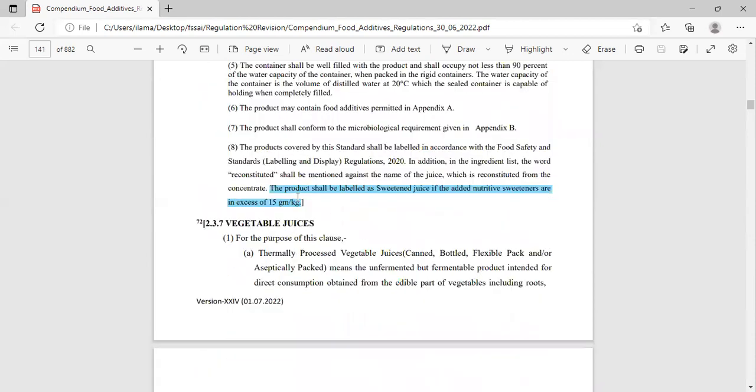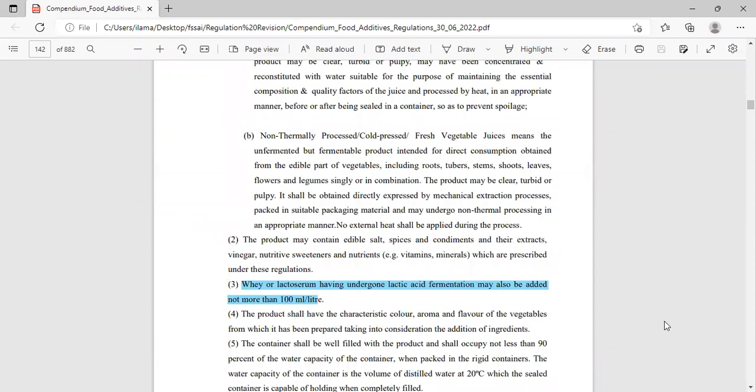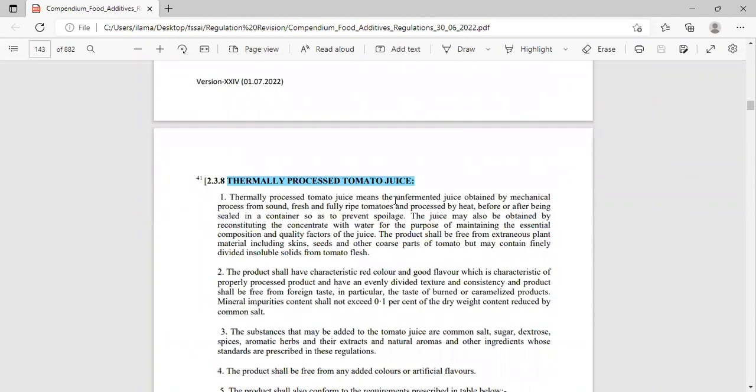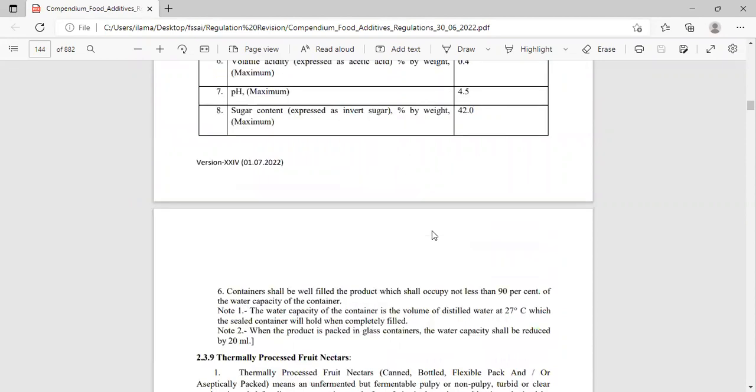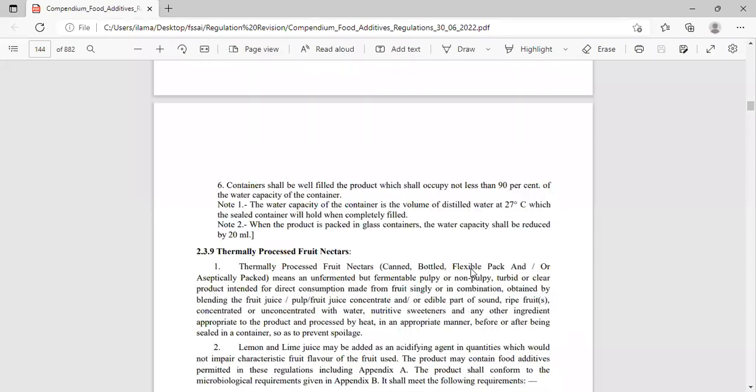And then if the product is labeled as sweetened juice, if the added nutritives are in excess of 15 grams per kg, and we have to mention them as sweetened with nutritive sweetener, then the level is 15 grams per kg. Next one, for thermally processed tomato juice, just go through what is given.